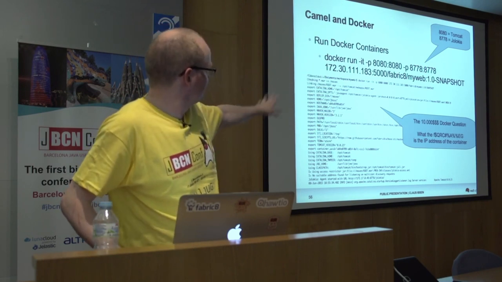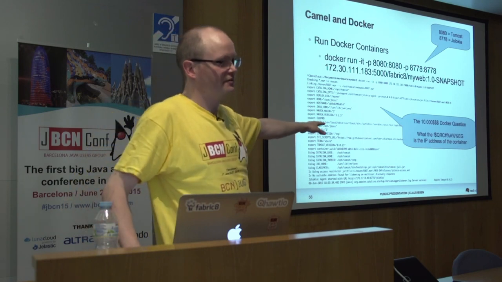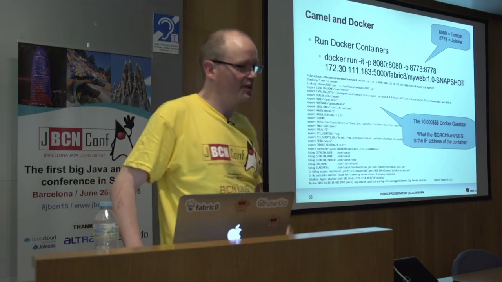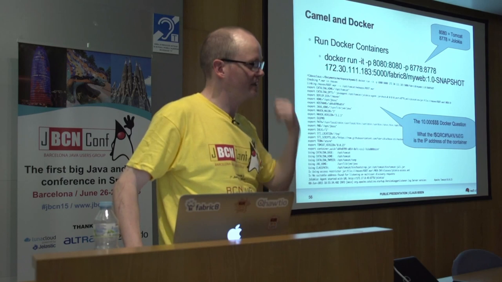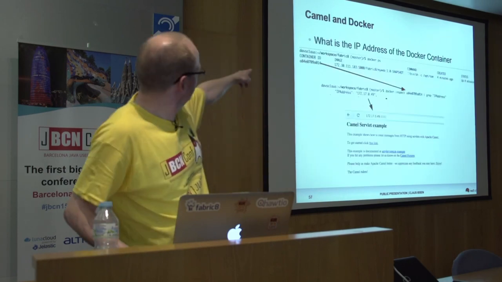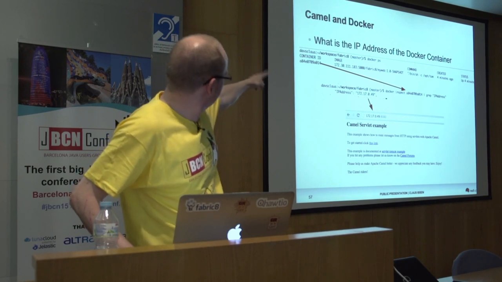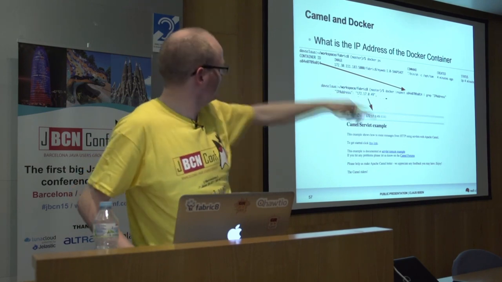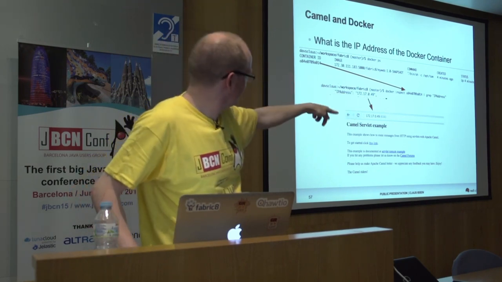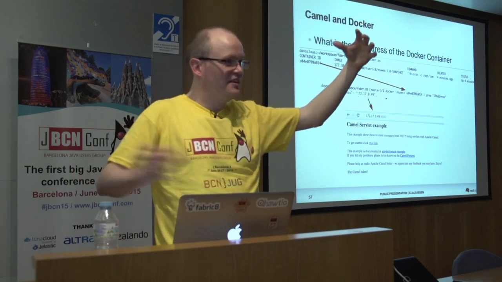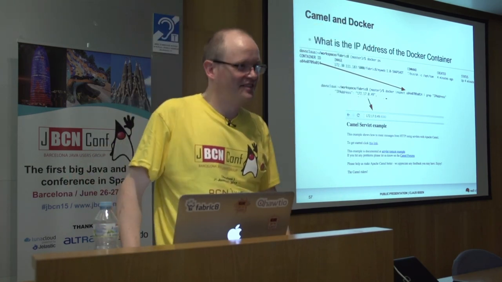Okay, now it runs, but what is the IP address of this Docker container? It runs, but what should I type in my web browser to hit it? You can use docker ps to list the Docker processes, find the container ID where you run your Tomcat, and then look inside using docker inspect. Then there's a blob of JSON, and you can find the IP address.